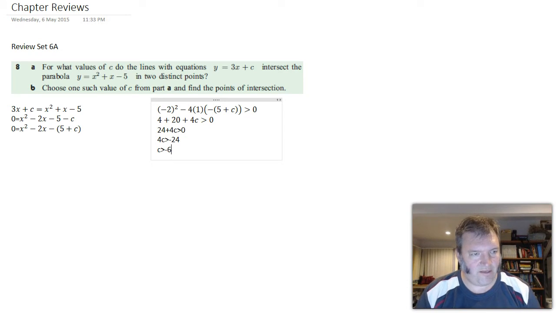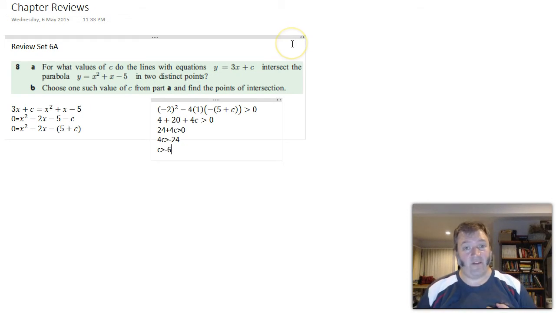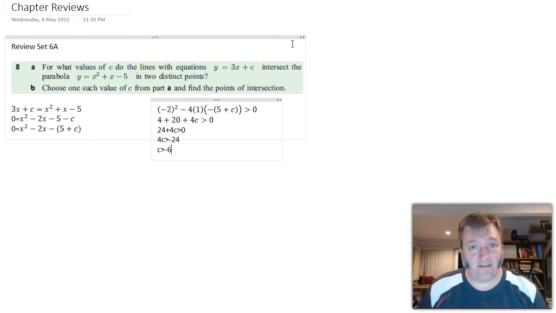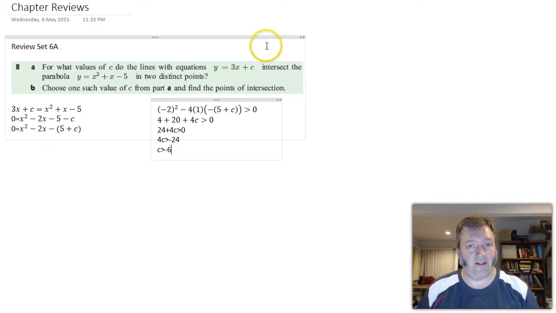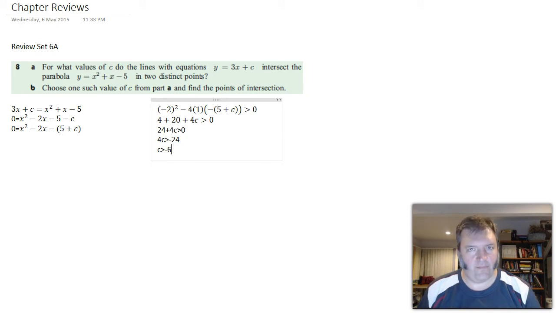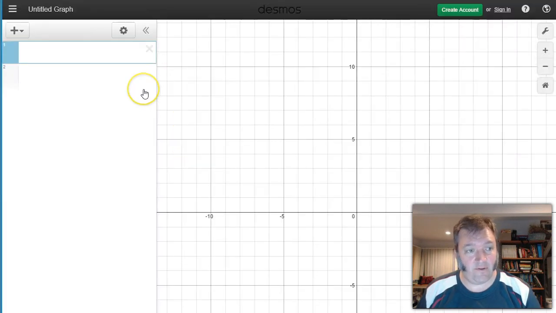And it says choose one c value from part A and find the points of intersection. Before I go ahead and do part B though, I want to convince you that you're right. This is something you want to be able to do on your graphics calculator in the exam. I don't have a graphics calculator here, but let's see if we can use Desmos to help us out a little bit. So we'll tab over to Desmos. I've got to put in the first equation, y equals x squared plus x minus 5. So let's do that.